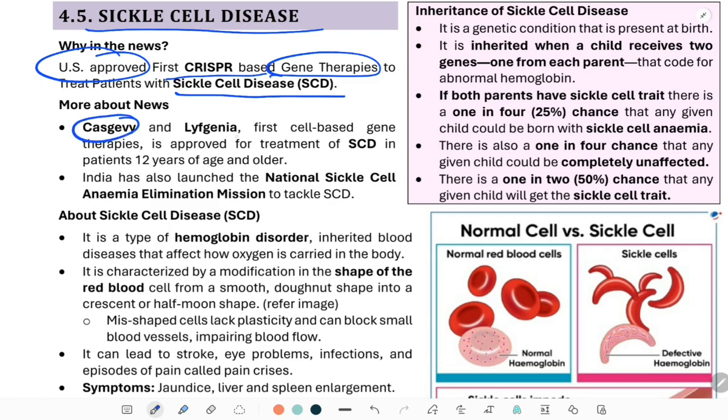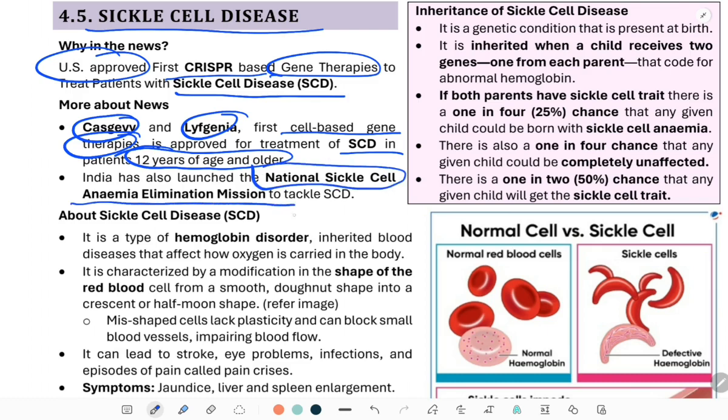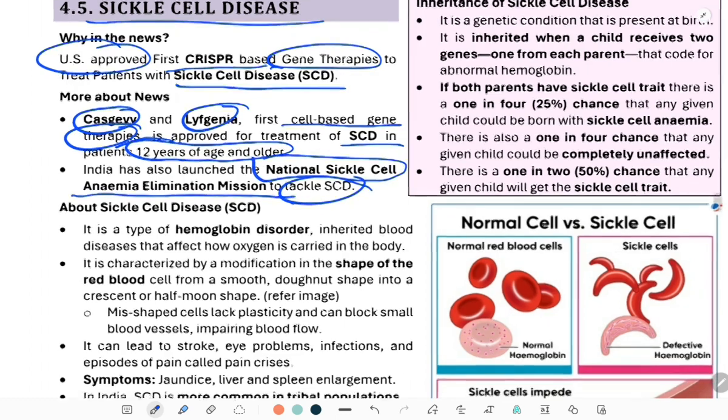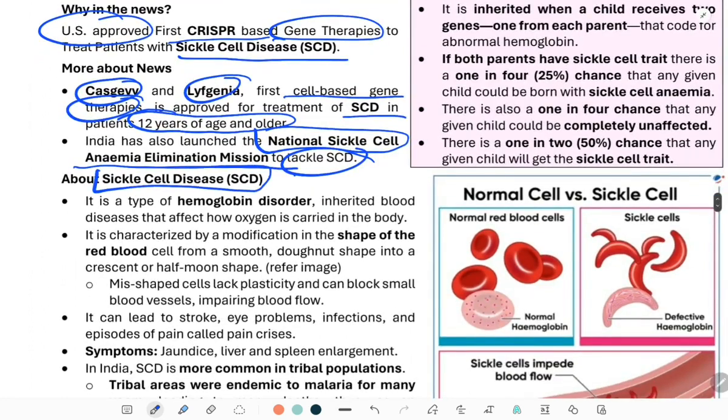Casgevy and Lyfgenia, the first cell-based gene therapies, are approved for the treatment of SCD in patients 12 years of age and older. India has also launched the National Sickle Cell Anemia Elimination Mission to tackle SCD. We'll see about this sickle cell disease.